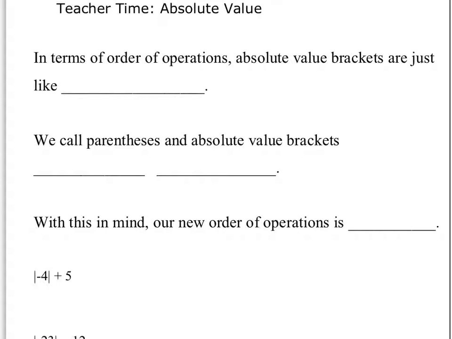All right, it says in terms of order of operations, absolute value brackets are like what? Parentheses. So we talked about yesterday a little bit how they look like parentheses, and that's a reminder to us that they follow the same order of operations. So we call parentheses absolute value brackets.